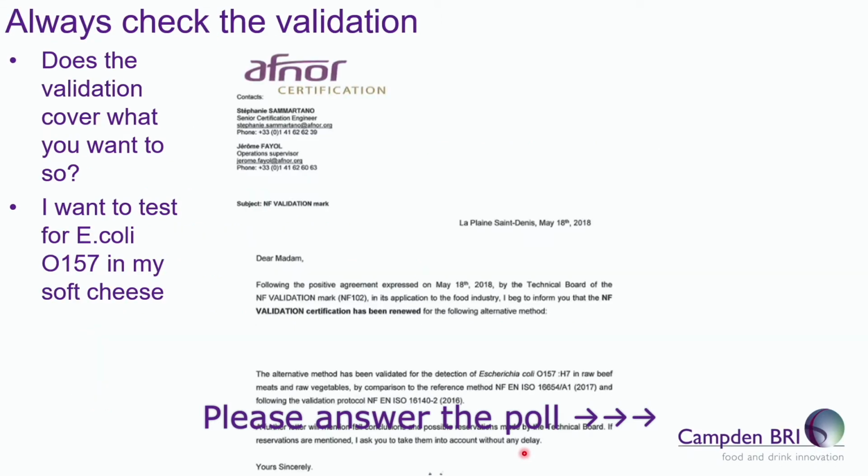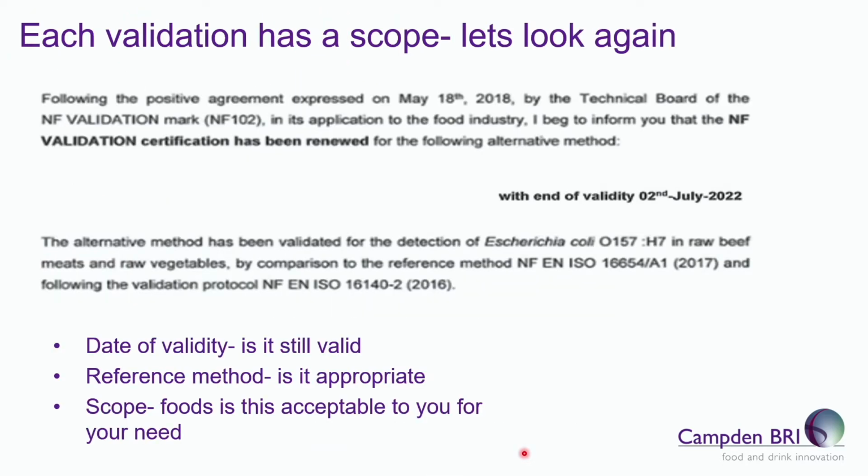Let's take a look at this. This is an actual AFNOR certification letter. Basically, you have to look at this in some detail to decide if this covers what you want. So remember, I want to test my soft cheese for E. coli O157. Let's look at that letter in a little more detail. Right, things you need to look for are listed at the bottom of this slide.